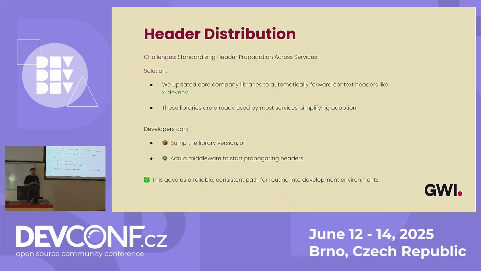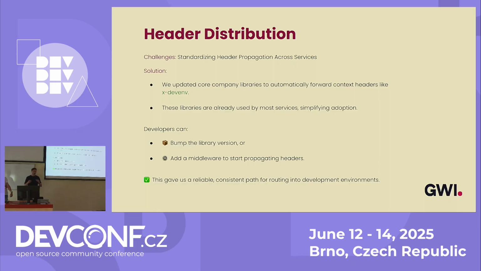But for this routing policy to work, you have to make your services able to propagate this header to all their downstream services. And this was somehow a problem for us. What we did is we updated our company libraries to be able to propagate these headers. And it was good for us that most of our services are using these libraries. And this made the adoption of this effort a very simple task.